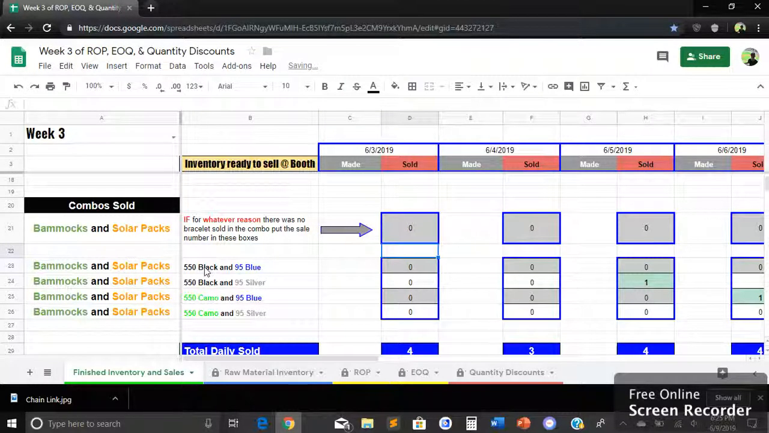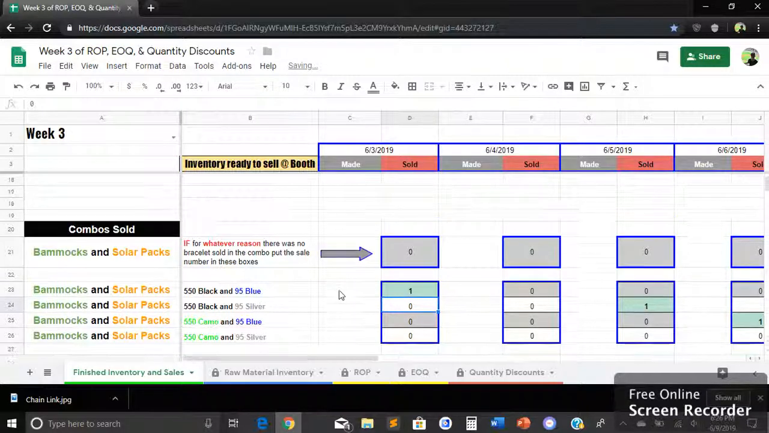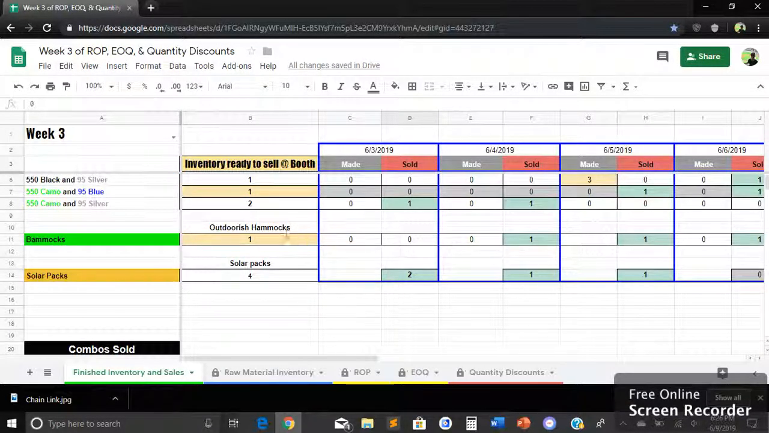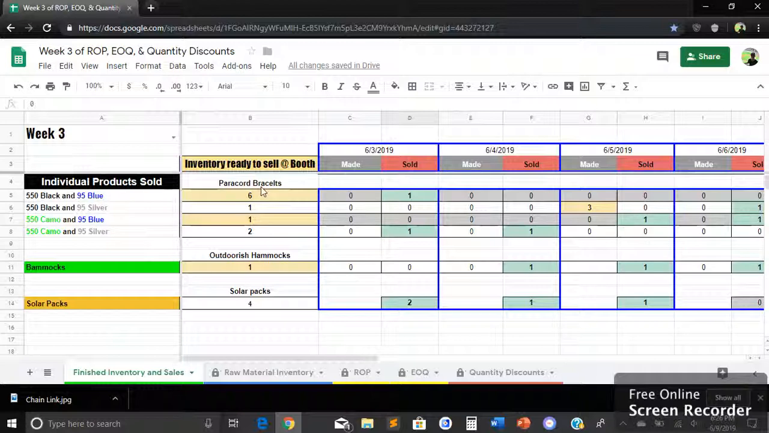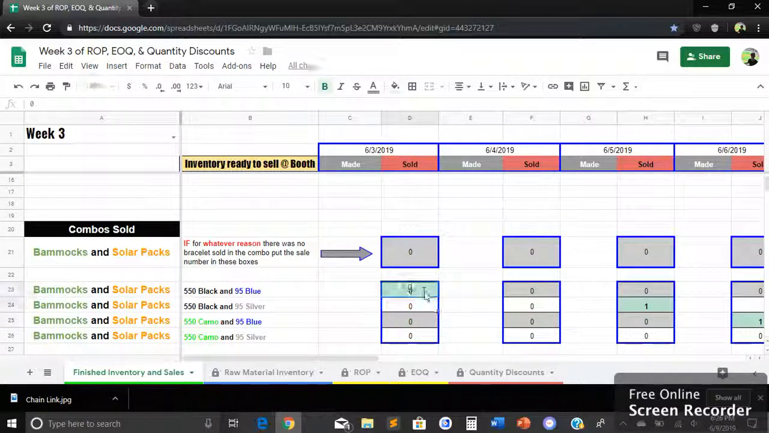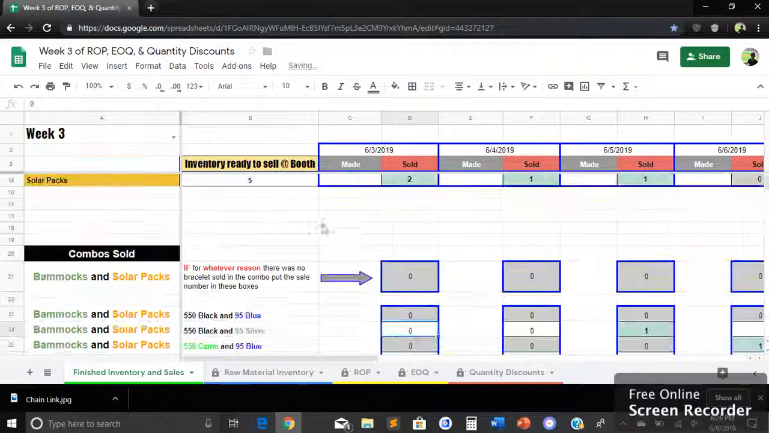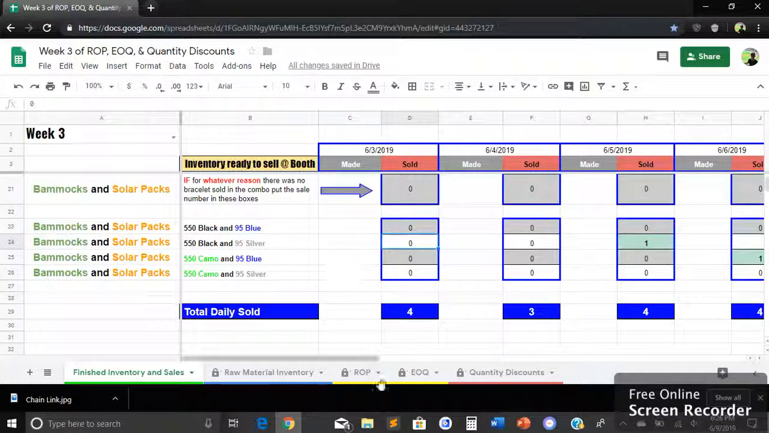If you do happen to sell it with a certain type of bracelet, you obviously look in the box, see what the type of bracelet it is. You type 1, okay, and then it'll subtract 1 from these, and then it'll subtract 1 from there. This used to be 7. I can show you again. Boom. Cool.